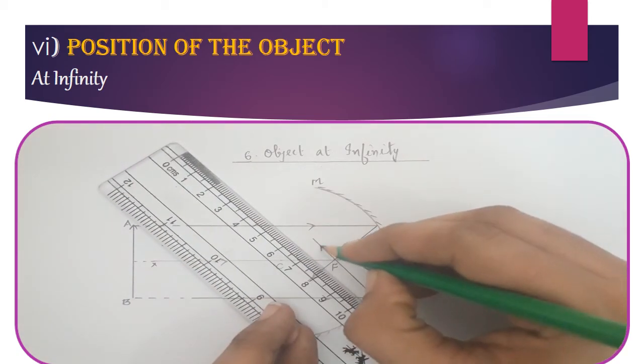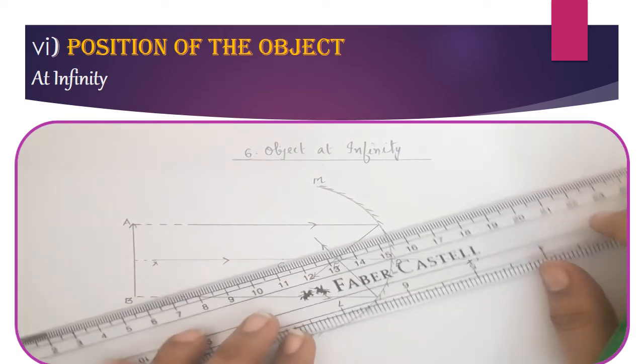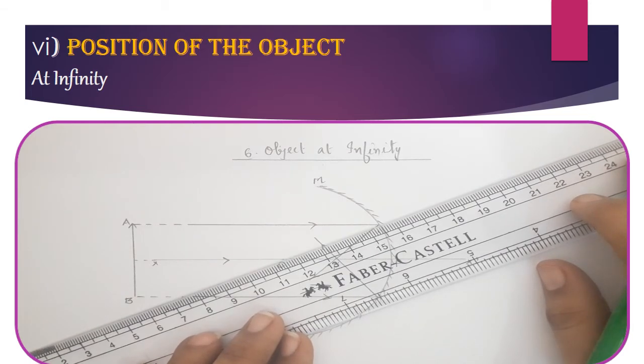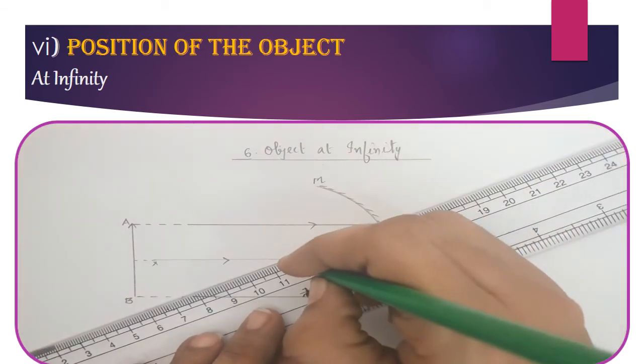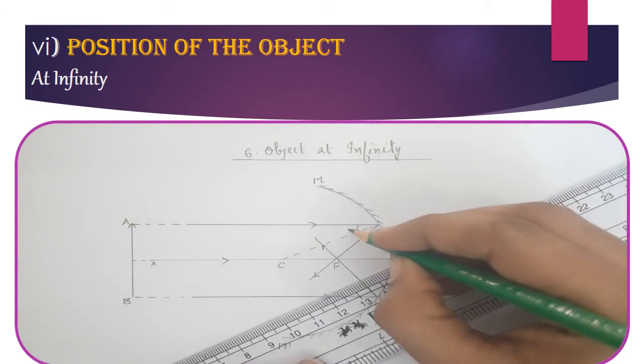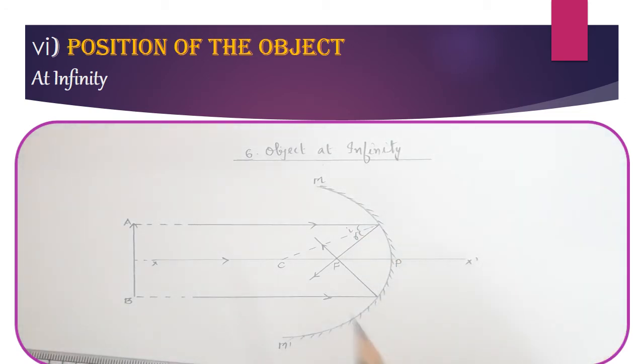So here, let us show that they obey the laws of reflection. Let us show a normal at one of our points of incidence. So let this be our normal, so that the angle of incidence will be equal to the angle of reflection. Usually we show this to make clear that the light rays are obeying the laws of reflection.